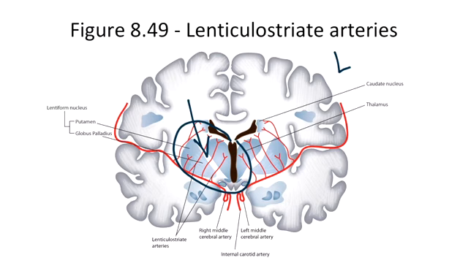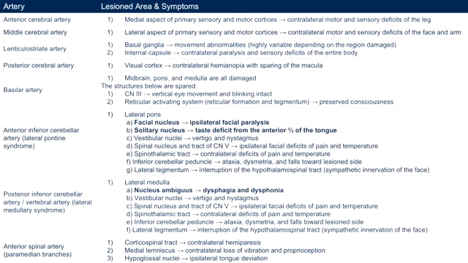If the basal ganglia becomes damaged, we'd expect the patient to develop movement abnormalities, but this would be hard to predict unless more information was given about what part of the basal ganglia was damaged. From table 8.4, we can see that damage to the lenticulostriate arteries would result in contralateral paralysis and sensory deficits of the entire body. And again, the basal ganglia would also likely be damaged, which would result in movement abnormalities, but those would be hard to predict.